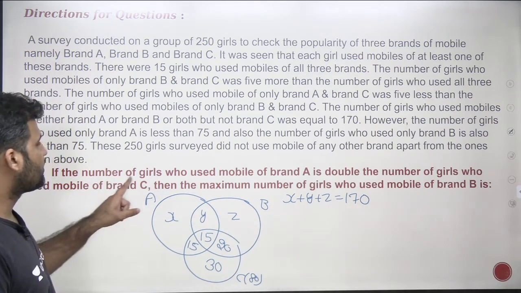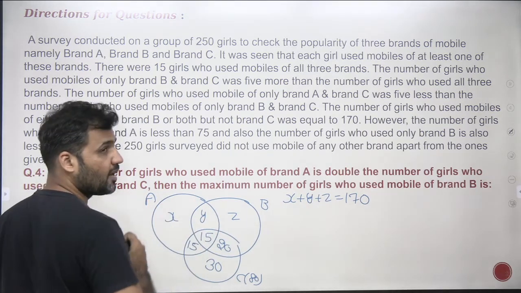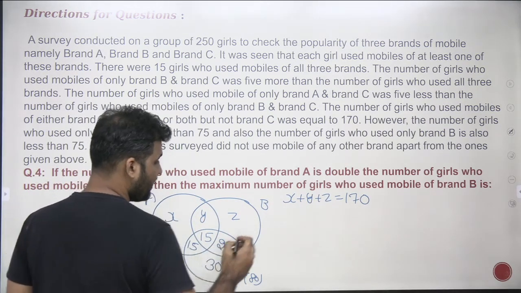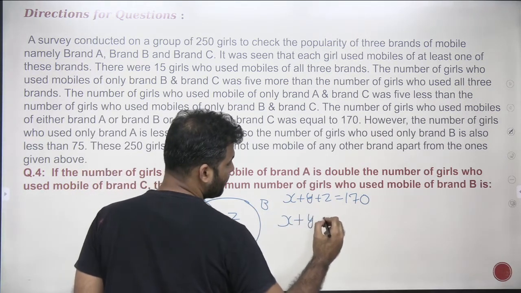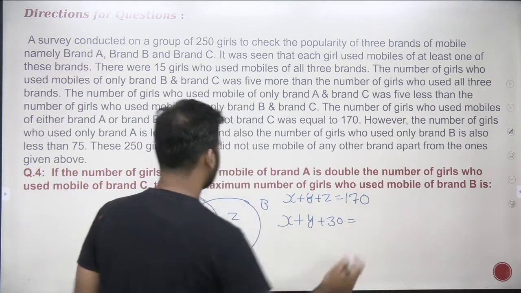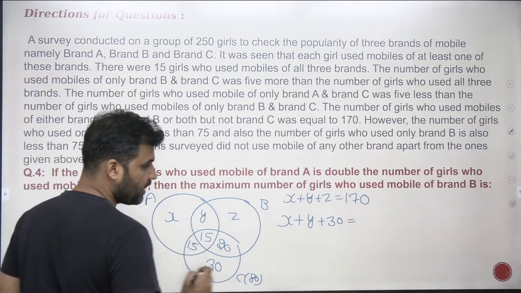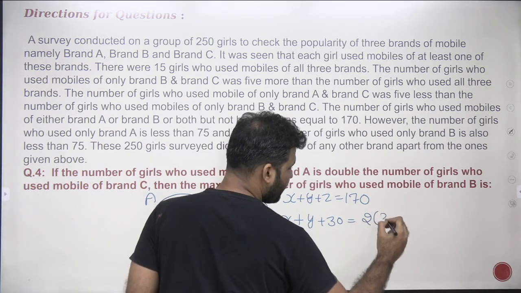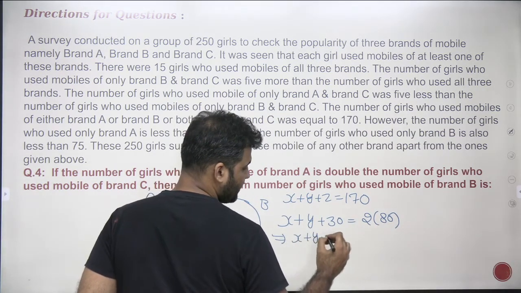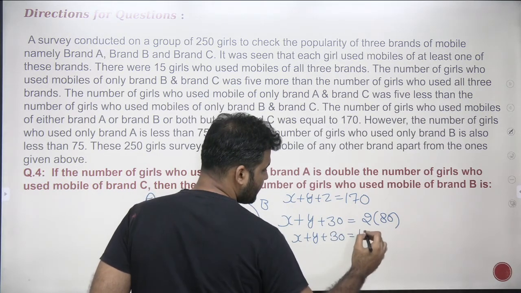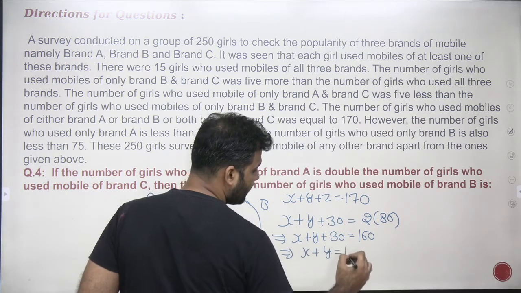Now, the number of girls who use mobile of brand A. So you see that this is a complete circle of number of girls using brand A. And what is this value? This value is x plus y plus 30. It is double the number of girls who use mobile of brand C. This is the number of girls who use brand C and that value is 80. See, this value is 2 times of 80. This is given in the question, right? So x plus y plus 30 will be equal to 160. So x plus y will be equal to 130.